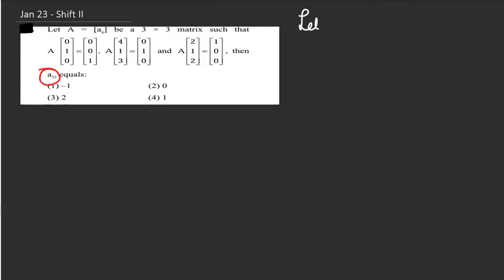So let us take A is a 3 by 3 matrix. Therefore A is equal to, we can take the elements to be a, b, c, d, e, f and g, h, i.